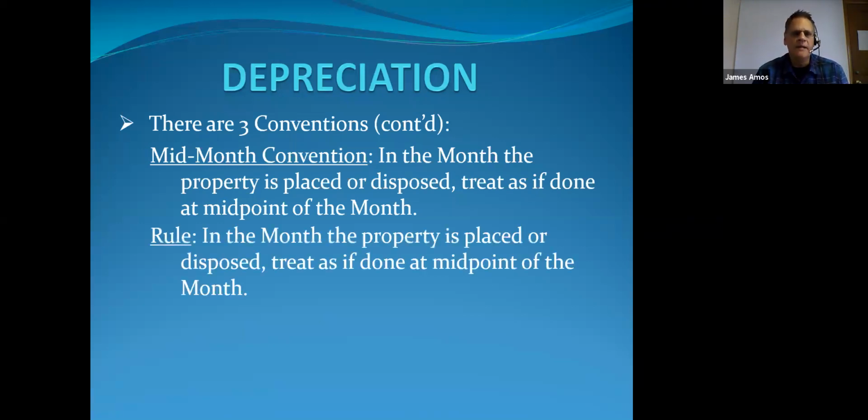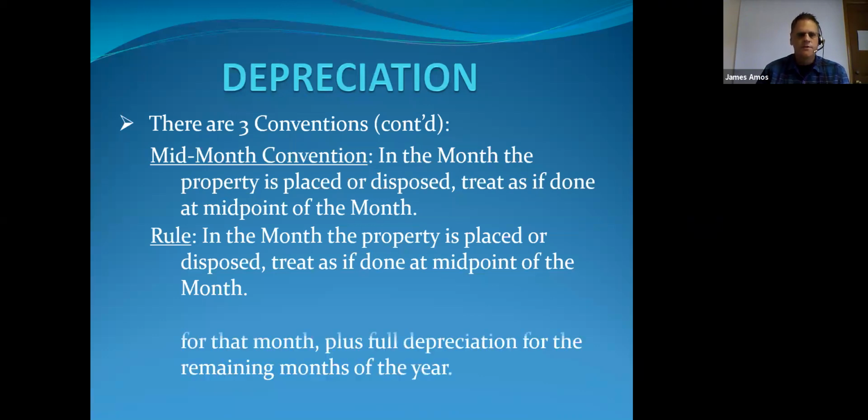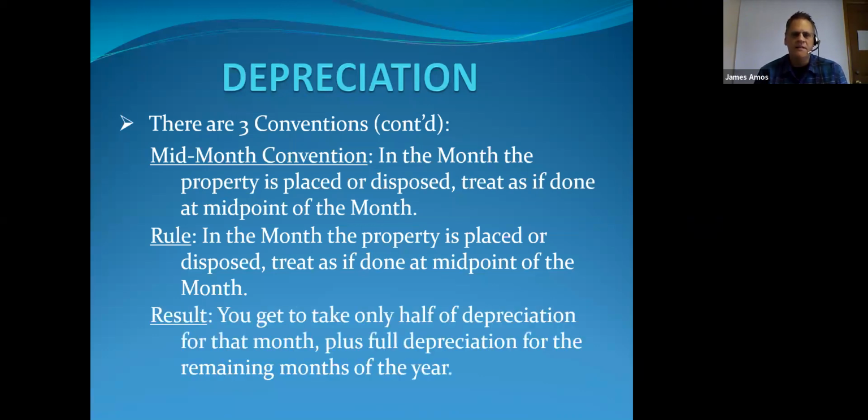So the rule for mid-month convention: in the month the property is placed in service or disposed of, treat it as if it was done at the midpoint of the month. That's when you start the depreciation. So what's the result? You get to take only half of the depreciation for that first month plus full depreciation for the remaining months of the year.